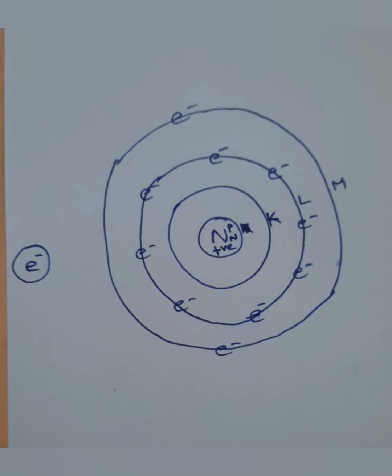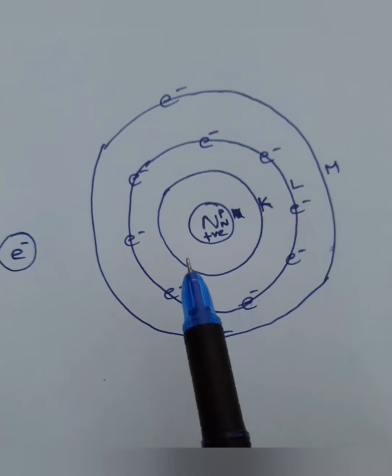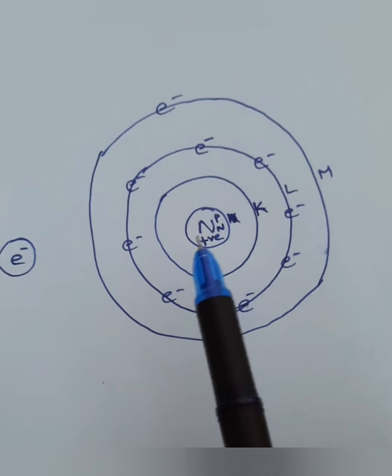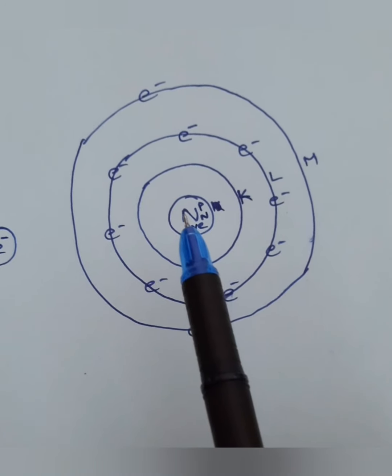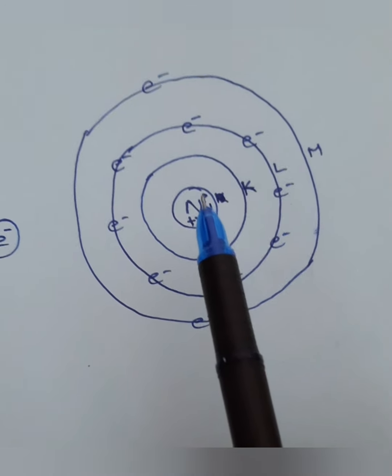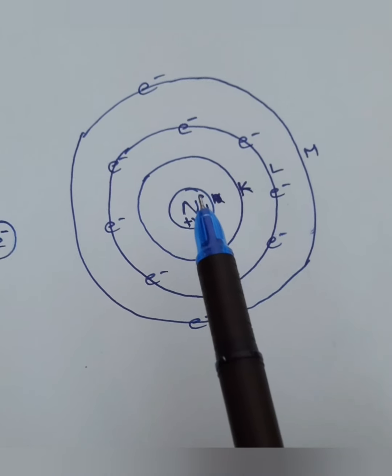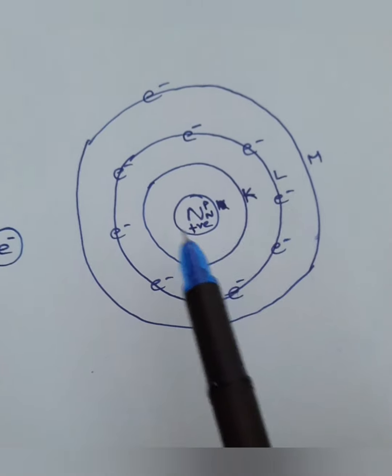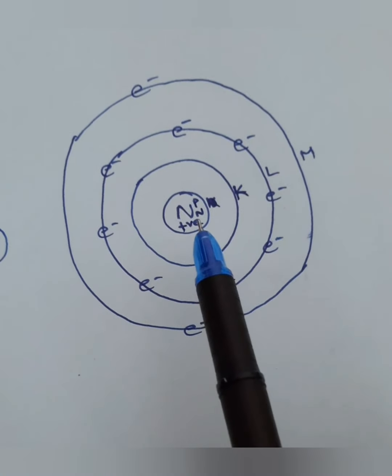Let's see how Bremsstrahlung radiation occurs. Now, this is an atom in the target. So this is the nucleus, the center portion of the atom. The nucleus consists of protons and neutrons. Here protons are positively charged, neutrons are neutral particles. So the net charge of the nucleus is positive.